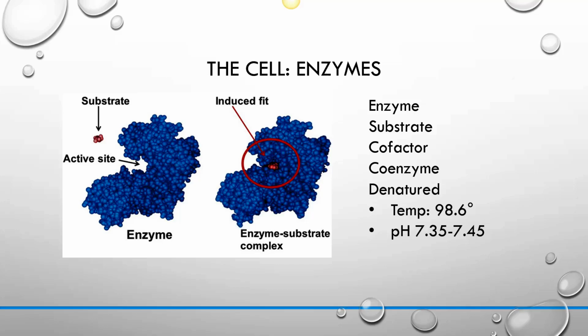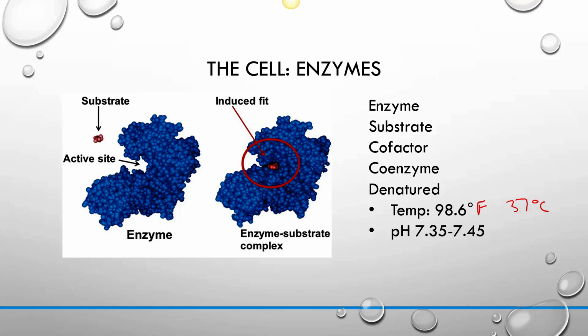Enzymes also function at a particular body temperature and a particular pH range. If the temperature shifts or if the pH shifts, it can cause denaturation of the enzyme. Denaturation is unfolding of the enzyme. So if the enzyme is denatured, it's unfolded and it's no longer functional. This is why our body temperature is maintained at 98.6 degrees Fahrenheit or 37 degrees Celsius. This is why the pH of the blood is 7.35 to 7.45. Now, this doesn't mean that all enzymes are going to function at that pH.